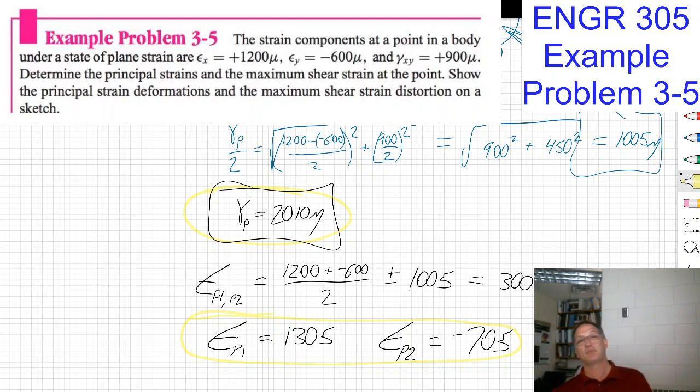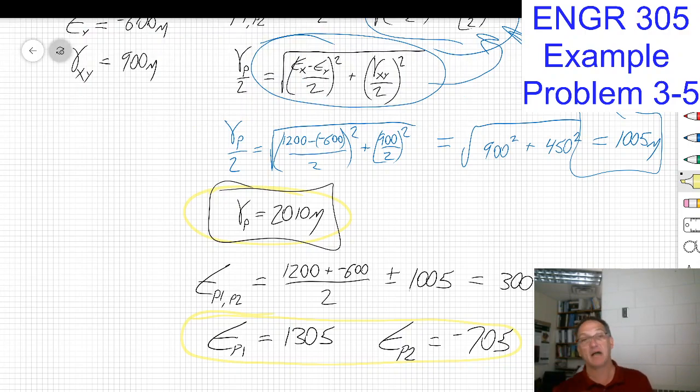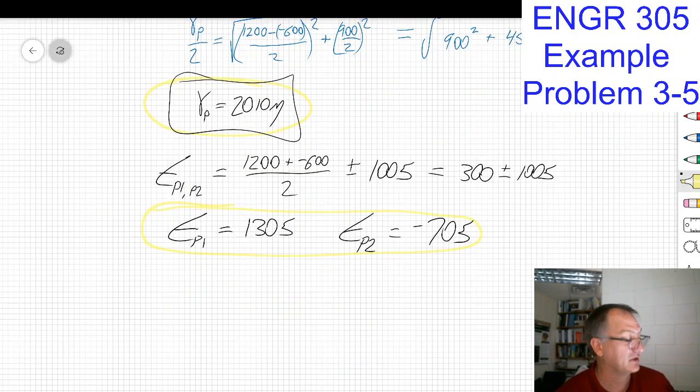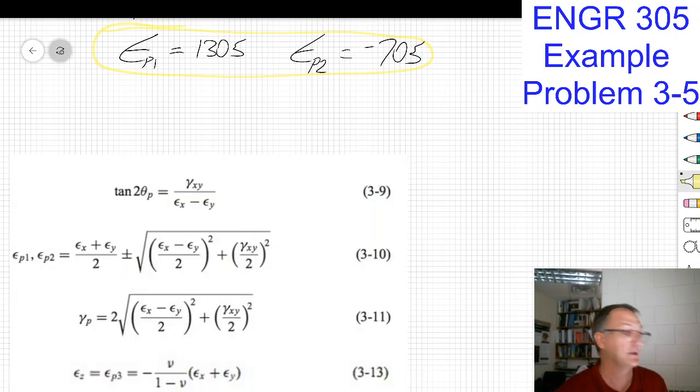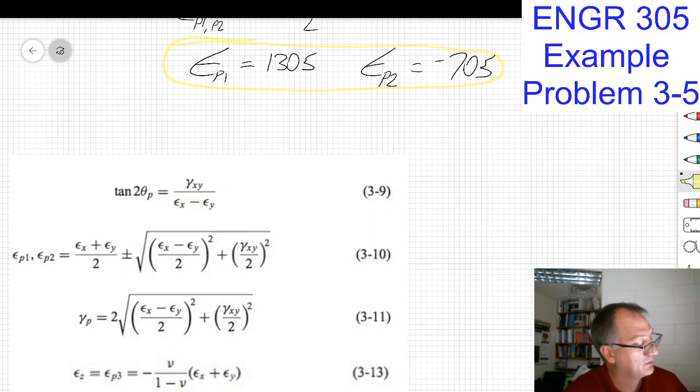Show the principal strains on a sketch. Doggone it. Otherwise, we were done. And honestly, I don't have enough information yet to do that because I need the angle. So slide all that out of the way, and I'm going to get my equations back up here. I have to get back to a black pen.